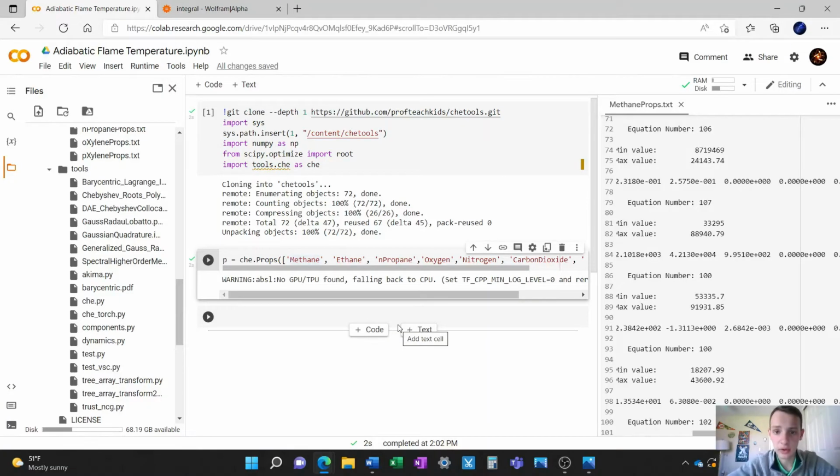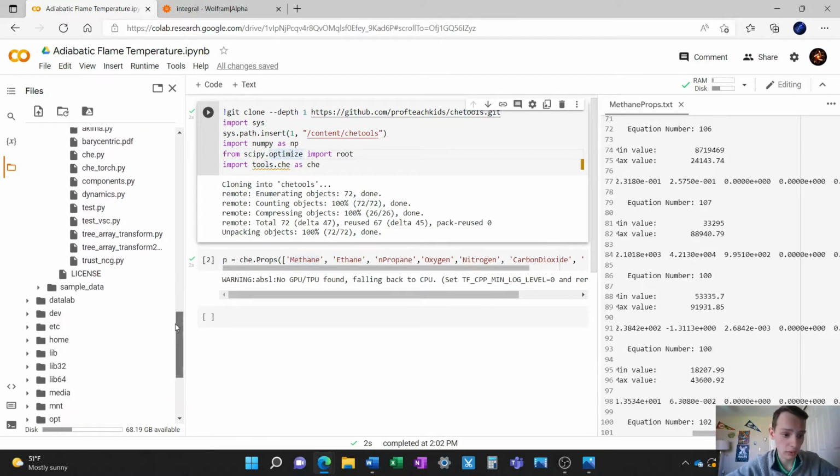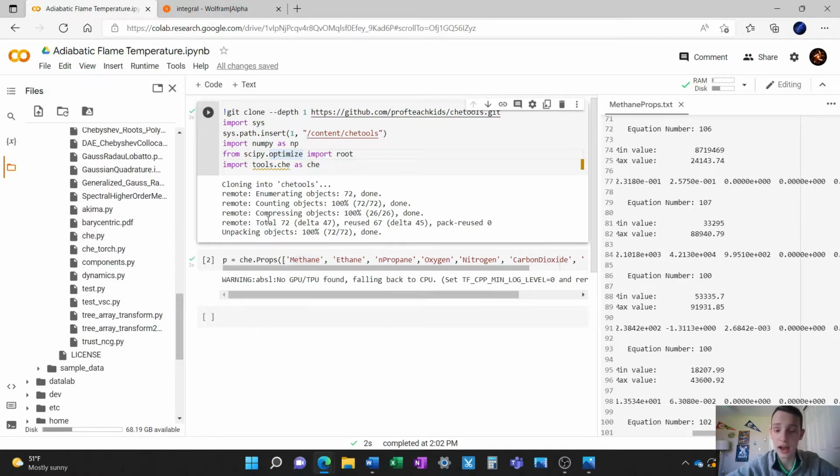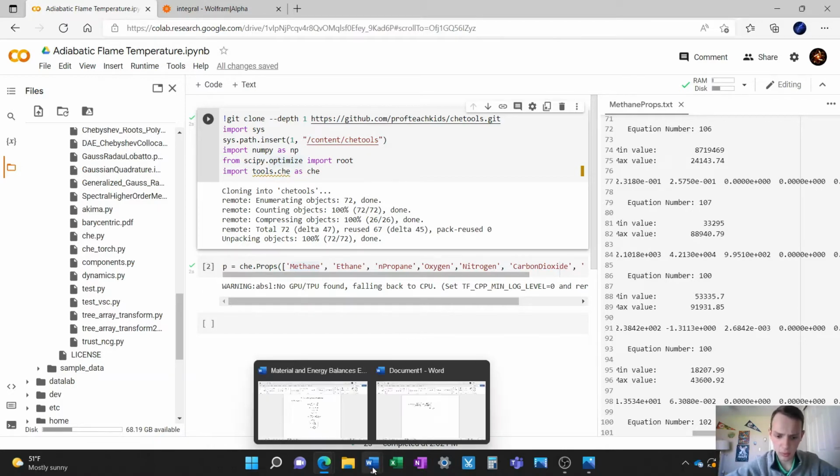Now we're ready to get started. So what I have here is the import of that link from GitHub that had our CHE tools. We have used this before, and we're going to be using the exact same thing. We're taking from CHE tools, we have che.py that has our class props with those properties. That's going to be important for us because we need properties of all the compounds that we have for our reactants and products. So I have those stored in this variable p here. So that will be important for us.